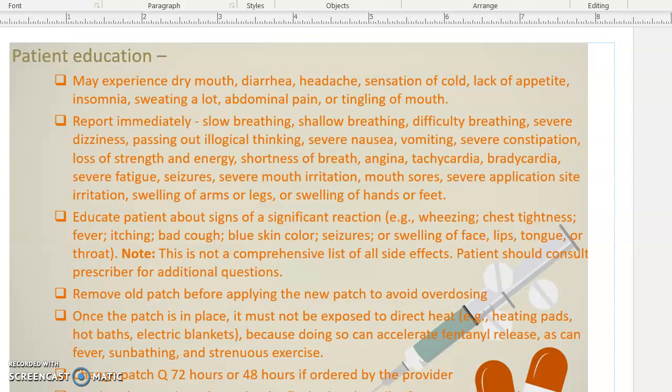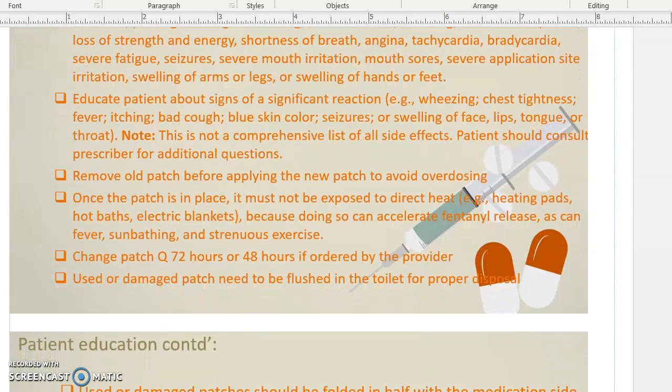Educate the patient about the signs of a significant reaction. Those are just your normal allergies: wheezing, chest tightness, blue skin color. Remove the old patch before applying the new one to avoid overdosing. Once the patch is in place, it must not be exposed to direct heat, such as heating pads, hot baths, electric blankets, because doing so can accelerate the fentanyl release and can cause fever, as can fever, sunbathing, and strenuous exercise. You want to change the patch every 72 hours or 48, depending on what the provider orders.